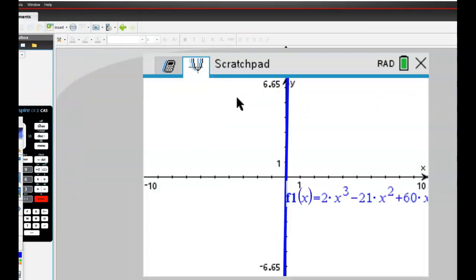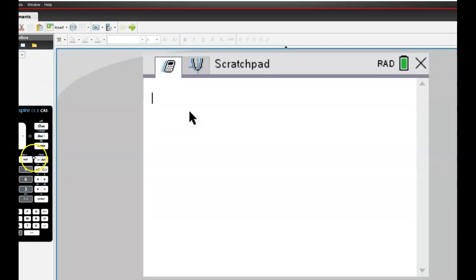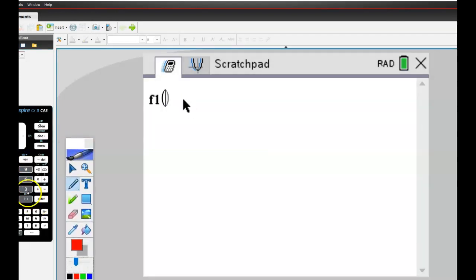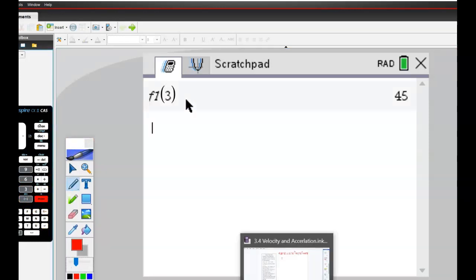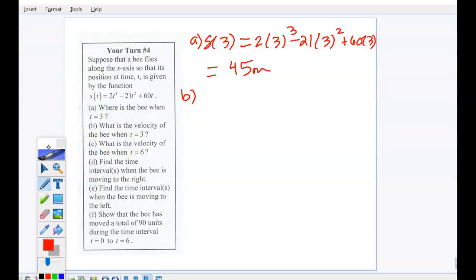I really don't care about the graph right now because I want to use the calculate mode. And I'm going to go to bars, and I'm going to bring in function 1, which is my position function, and I'm going to evaluate it at 3. And if I do that, my position is 45 meters. So again, I'm just trying to introduce technology here a bit.